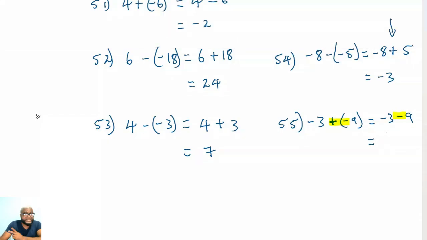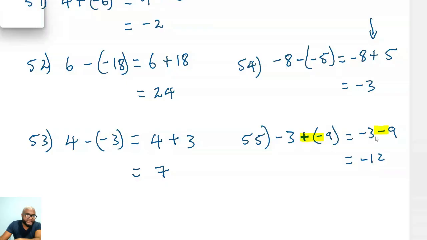The two signs are the same, so we have to add. When you add, you will get 12, and you keep the sign in front of the larger number, so it will be negative 12, not negative 6, right?